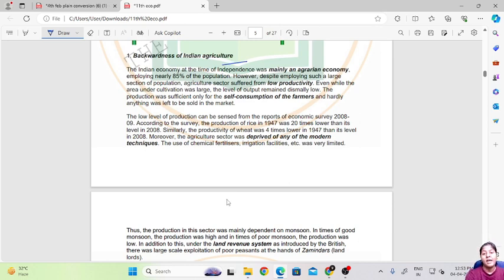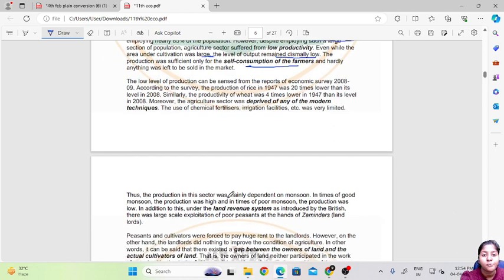The Indian economy at the time of independence was mainly an agrarian economy. Agrarian economy in the sense they used to put more focus on agriculture, so most of the Indian population was engaged in agricultural activity. However, despite employing such a large section of the population, the agriculture sector suffered from low productivity. Even while the area under cultivation was large, the level of output remained low. The production was sufficient only for the self-consumption of the farmer, and hardly anything was left to be sold in the market. So the pressure on the farmer was too much.